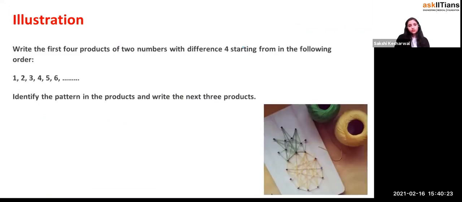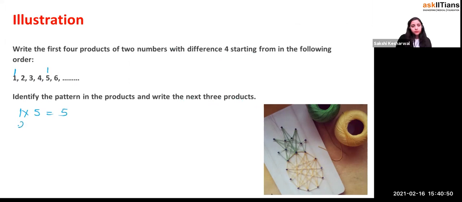Now coming to this illustration: write the first product of two numbers with the difference starting from 4, in the following order, 1, 2, 3, 4, identify the pattern in the product, and write the next three products. So the question says you have to make the product of these numbers such that the difference is 4. If I multiply 1 and 5, 1 into 5 is equal to how much?